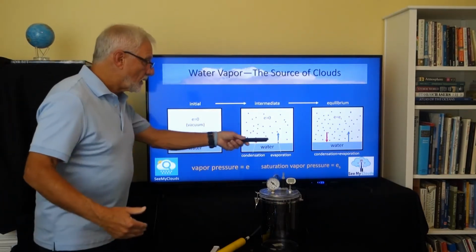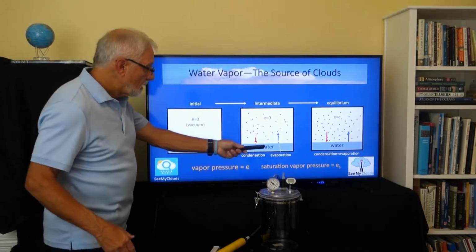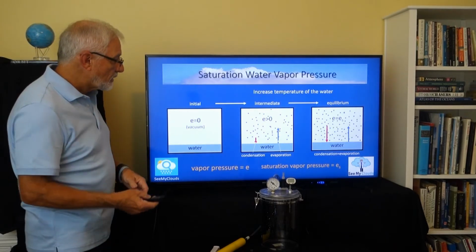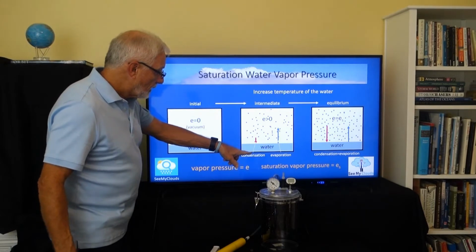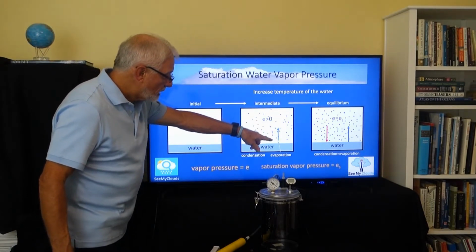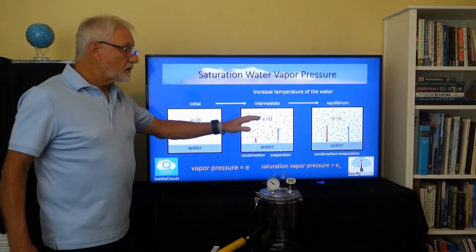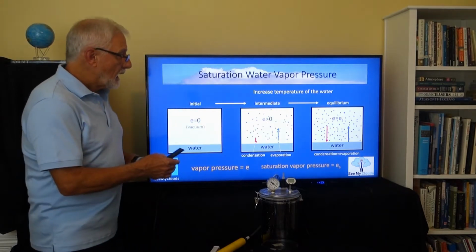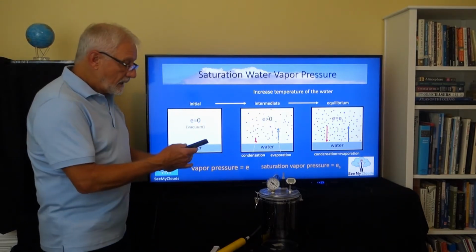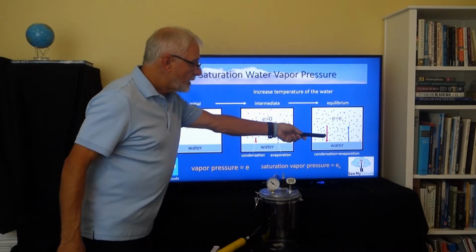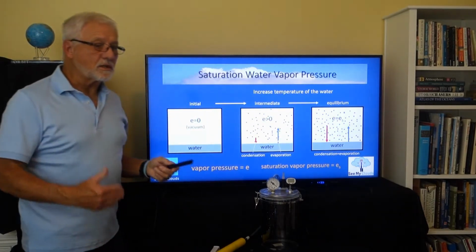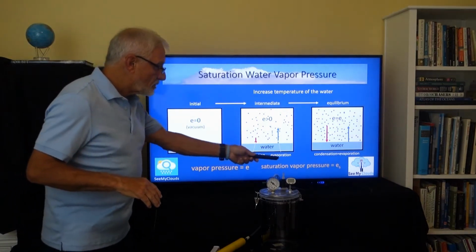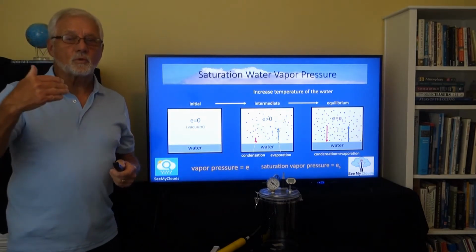Now, if we warm this water up, we're going to find that the evaporation will start to increase. So I'll show that in the next slide here. I've warmed the water up here, and in this case now the evaporation is increased, and so the vapor pressure is going to start to increase relative to what it was at the other water temperature. Eventually, though, we'll reach another equilibrium. And again, this time, we're going to find that the evaporation is equal to the condensation, but the vapor pressure has increased because of this increased temperature. So the saturation vapor pressure increases with temperature.